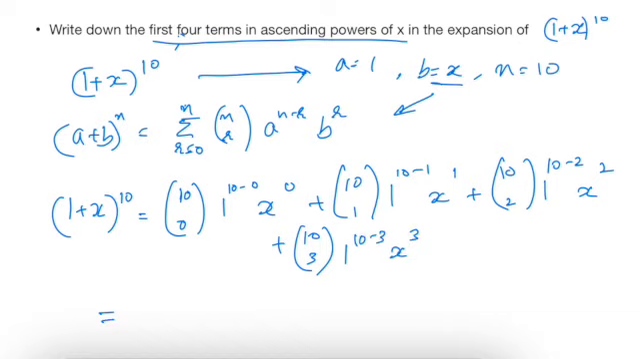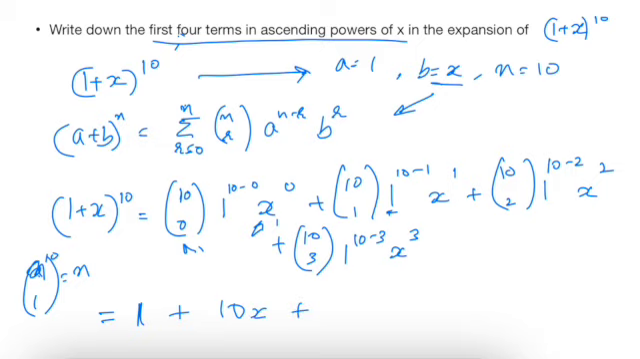So let's find the value. We always know that the first term is a to the power 10, so we can say 1 to the power 10, which is 1 in this case, because a is 1. Plus 10C1. nC1 is always equal to n, so this is 10. 10 into 1 to the power 1, which is 1, and then we have x to the power 1, so 10x.